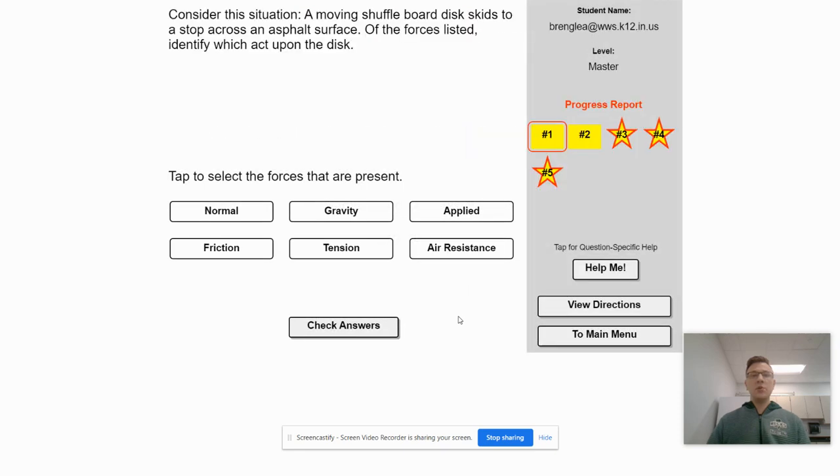Okay. A moving shuffleboard disc skids to a stop across an asphalt surface. Identify the forces on the disc. So gravity acts on the disc. There's a normal force supporting the puck so that it does not fall through the ground. There's no applied force because nobody's actively pushing or pulling it. There's no tension because there's no rope. There is friction and there is air resistance. So this is very similar to the sled skidding to a stop.